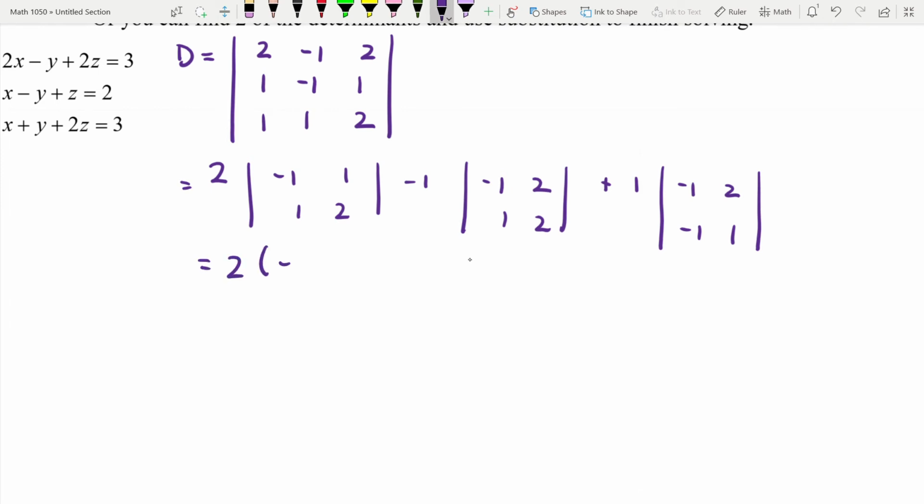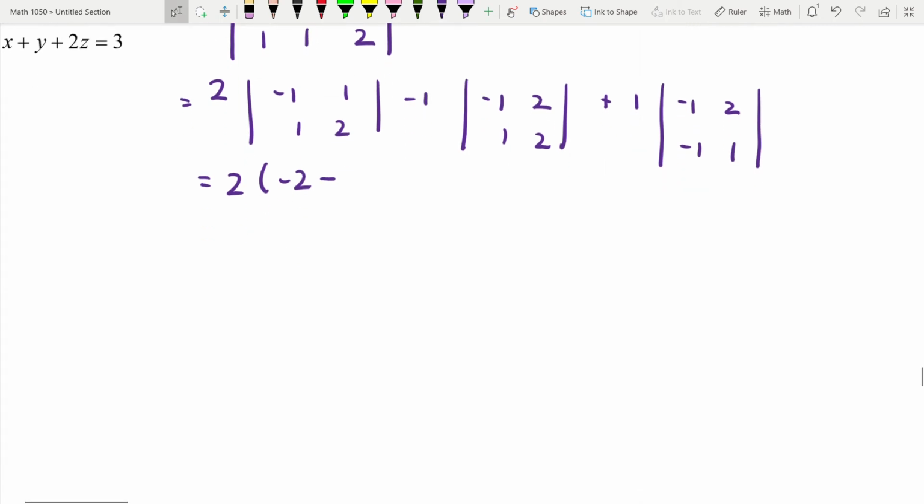So that's going to give you negative 2 minus, the biggest mistake that people make, they don't put the minus right there, and they'll make it a plus. 1 times 1 is 1. Minus 1, cross multiply, negative 1 times 2 is a negative 2, minus 2 times 1 is 2, plus 1, cross multiply, 1 times negative 1 is a negative 1, minus 2 times negative 1 is a negative 2, minus a negative 2 is a plus 2.